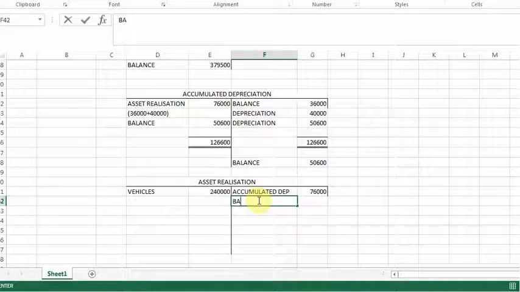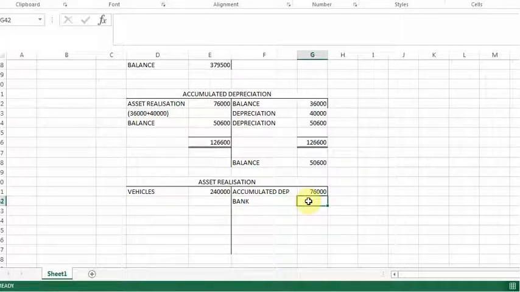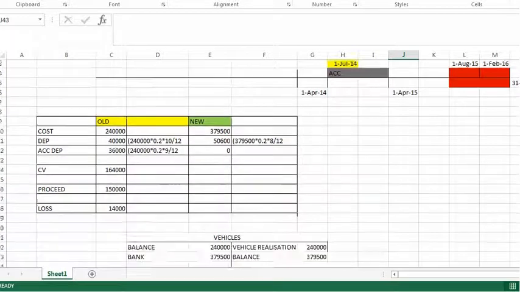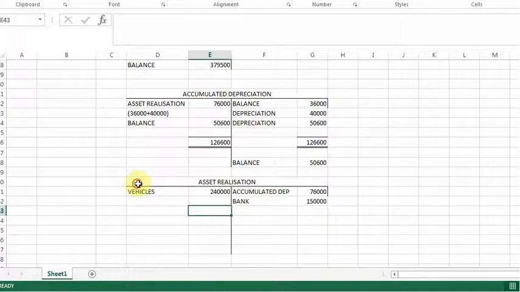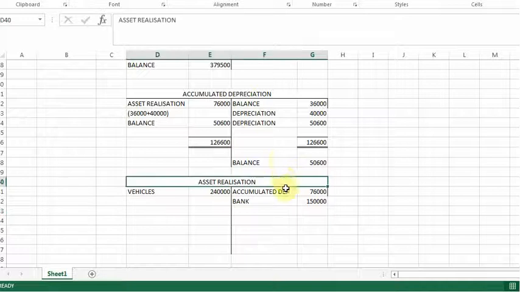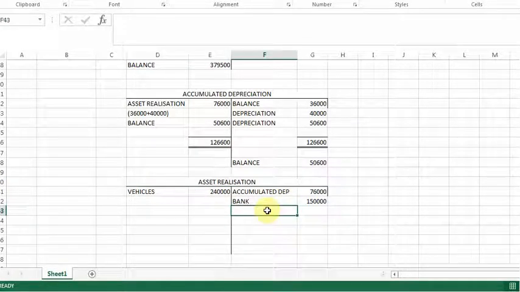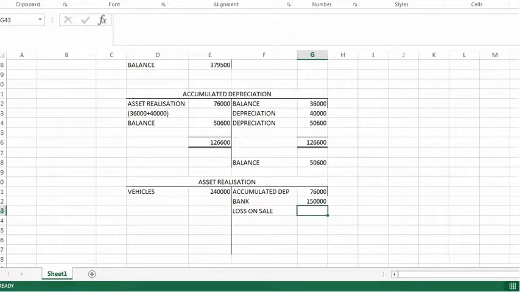So it was sold for cash, was it not? It was, so I'm going to say bank, and it was sold for 150,000. Then I've made a loss. I need to record the loss as well. It's 14,000. So if it's a profit, the asset realization will increase on the debit side. If it is a loss, the asset realization will decrease on the credit side. So for this purpose, this was a loss on sale. Therefore, it will make this account lesser, and the total there was 14,000.